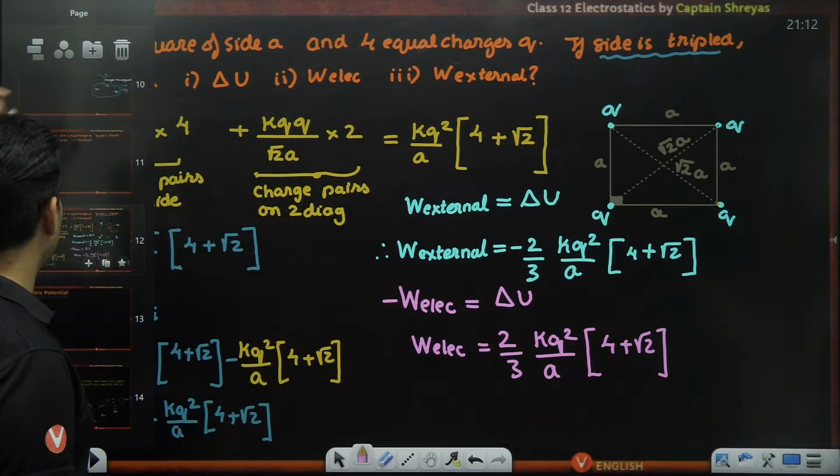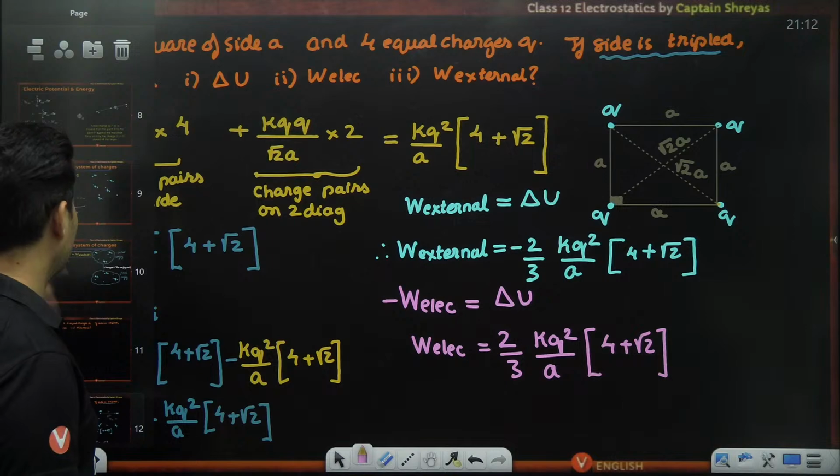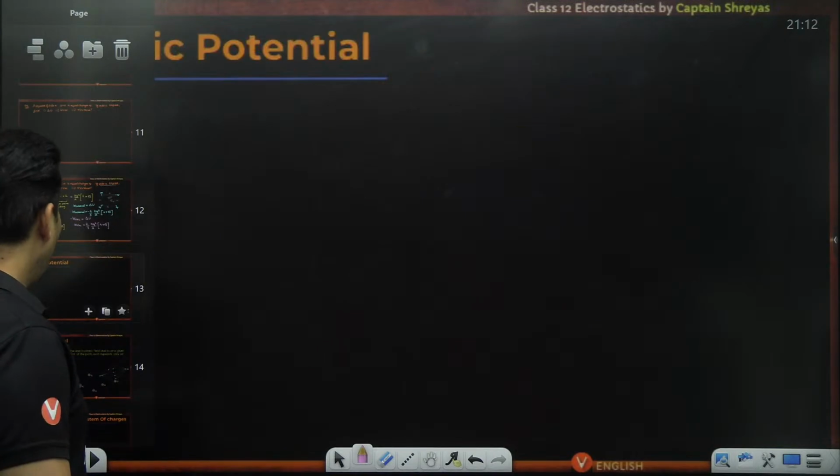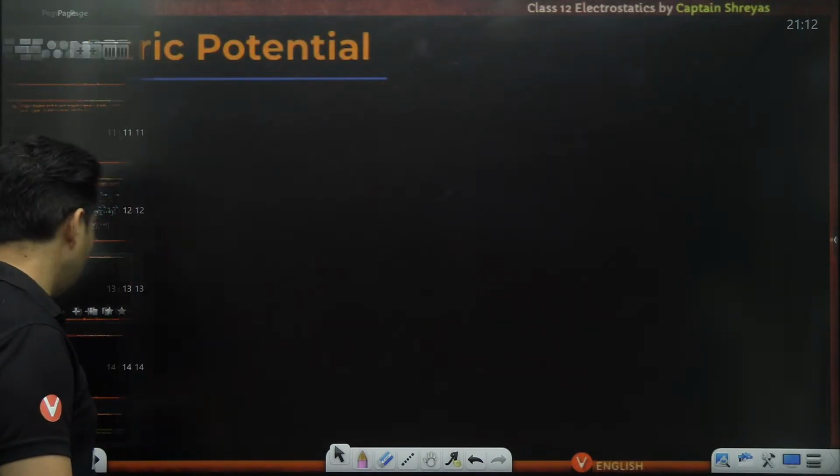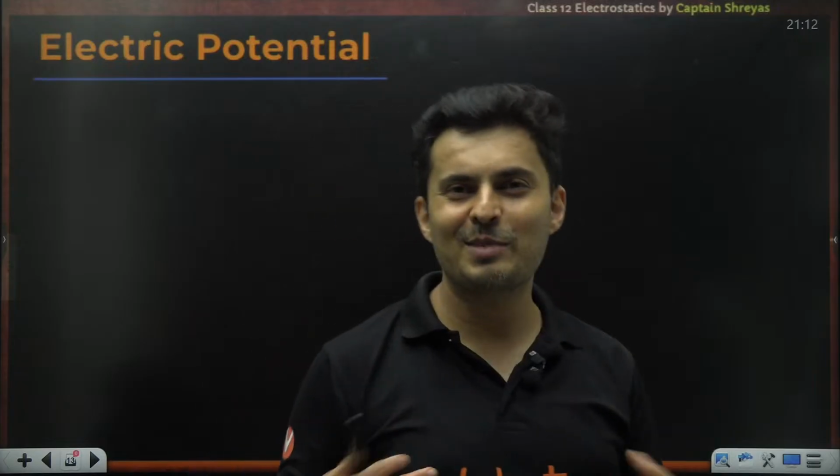Fine, sir. I understood what is electrical potential energy and how to calculate it for a system, sir. Very good. So now what is this electrical potential? What is this electrical potential that you are talking about? Okay. So let me explain.